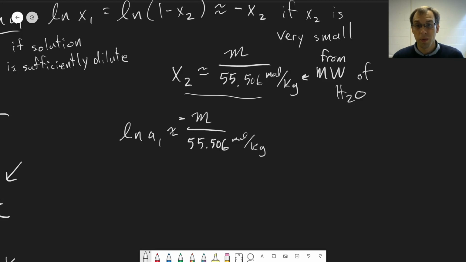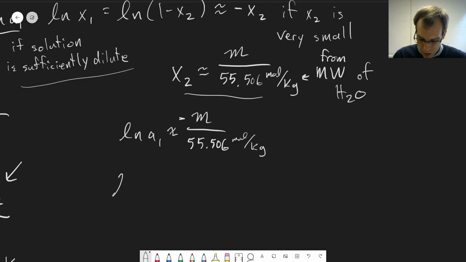Okay, so we've reached a point where we now have a relationship between the activity of component 1 of our solvent and the molality of the solution. And this would hold if everything behaved ideally, right? So we said if the solution is sufficiently dilute. Now, in this case, usually this will not hold.